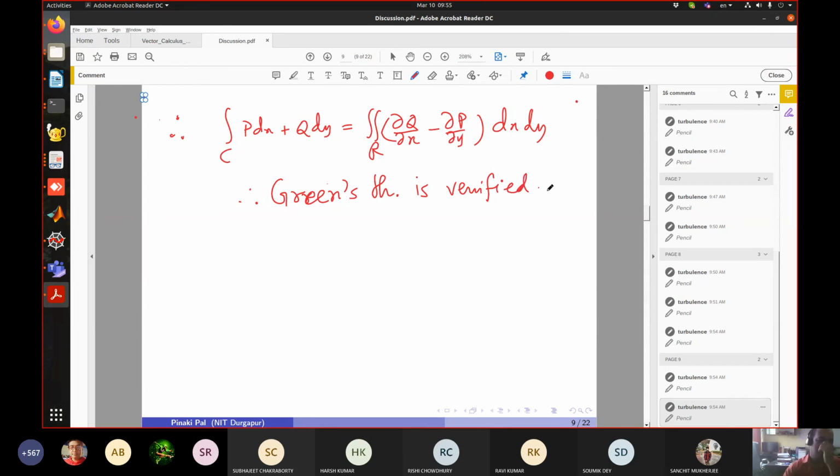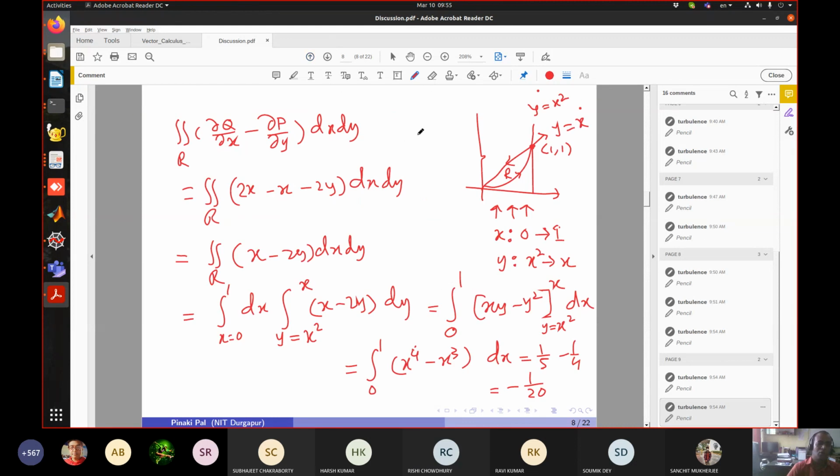Related to this theorem, there can be two different kinds of problems. In one class of problem, use of this theorem is done, and in another class of problem, verification of Green's theorem is required. Only two different kinds of problems are there, and a few more problems will be discussed in the tutorial class. I think I should stop here today.